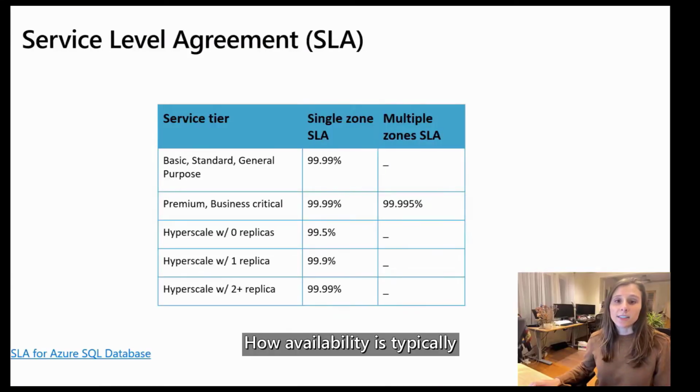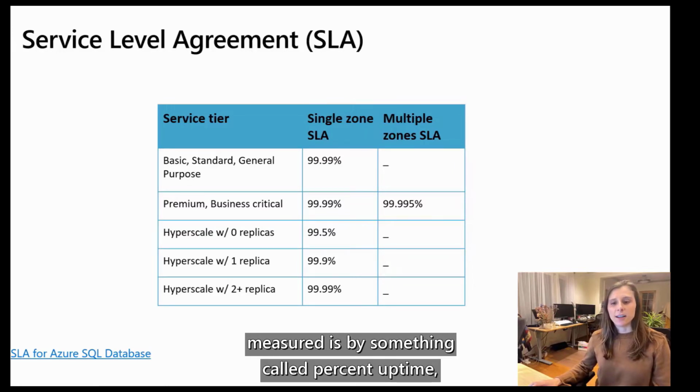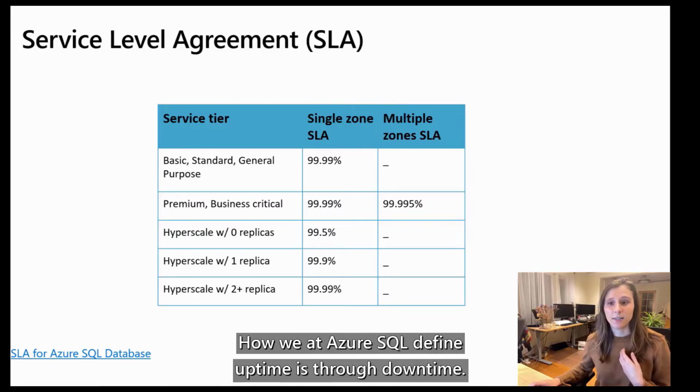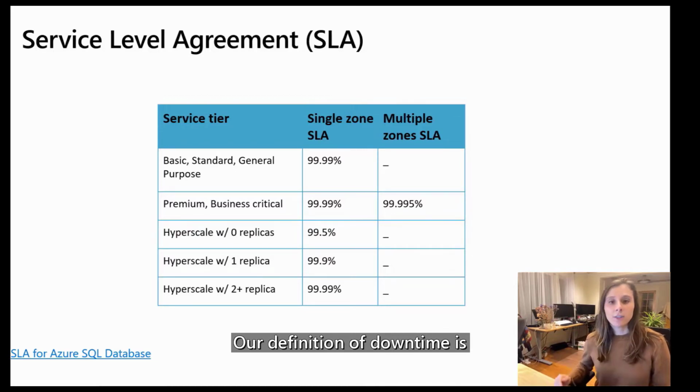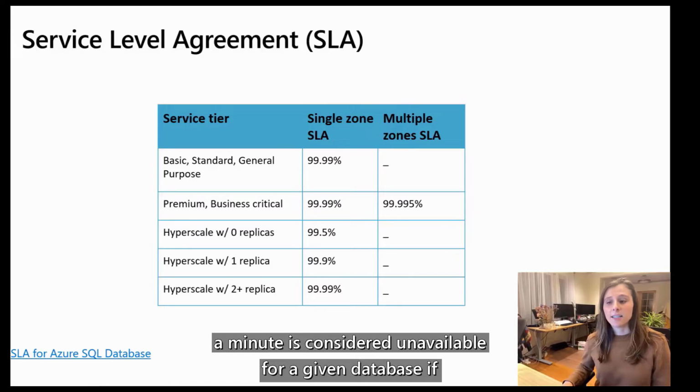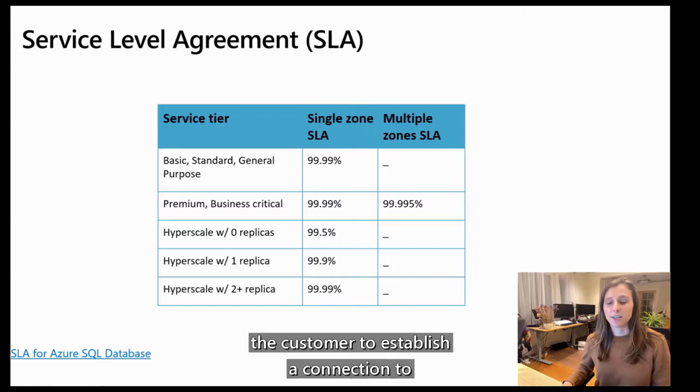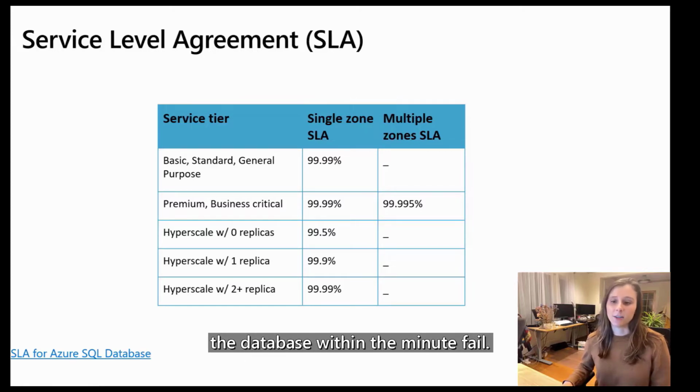So how availability is typically measured is by something called percent uptime. And how uptime is defined, that's done on a company basis. How we at Azure SQL define uptime is through downtime. So our definition of downtime is a minute is considered unavailable for a given database if all continuous attempts by a customer to establish a connection to the database within the minute fail.